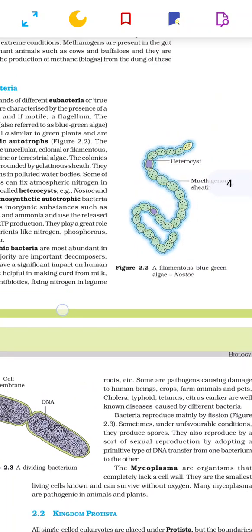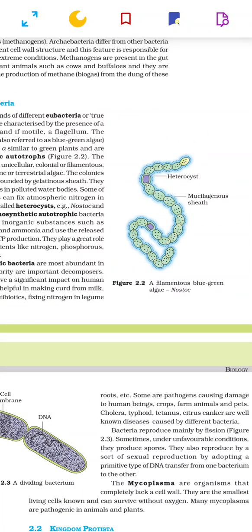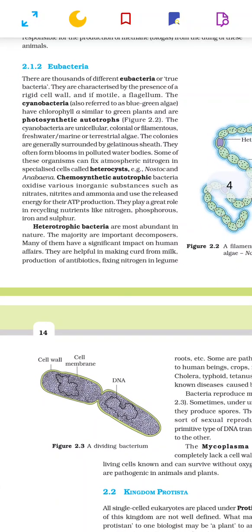In figure 2.2, Nostoc is given as an example, which is a filamentous blue-green algae. There are two types of cell. One is the vegetative cell, shown in green color, and there is another special type of cell, the heterocyst, which is given in bluish or purplish color, and the whole structure is covered by a gelatinous sheath. It is a filamentous algae.